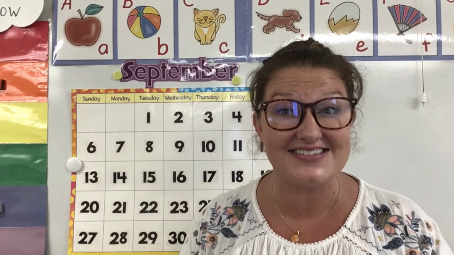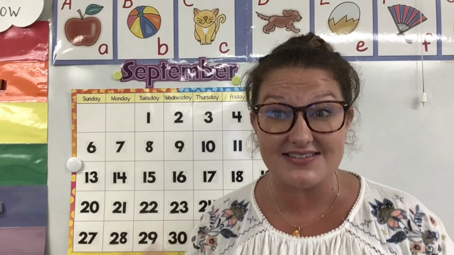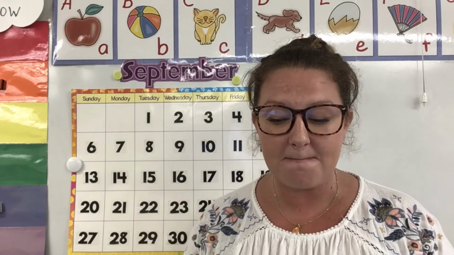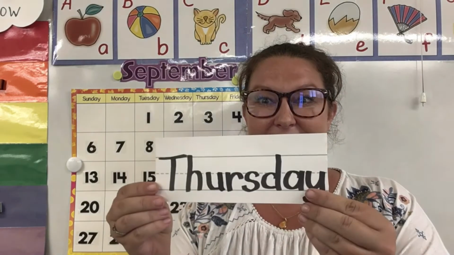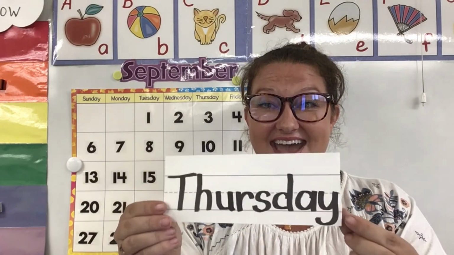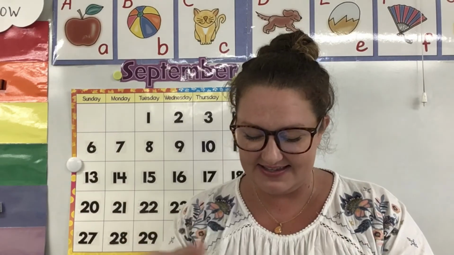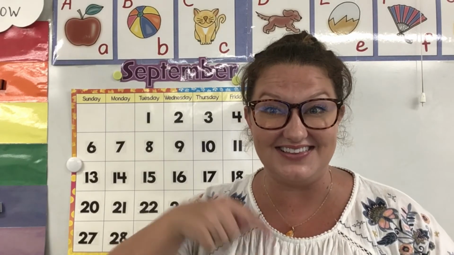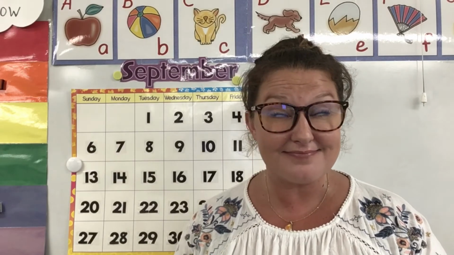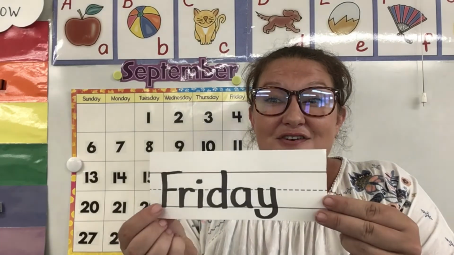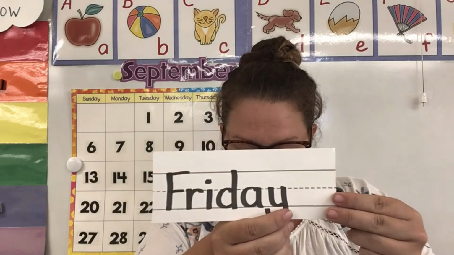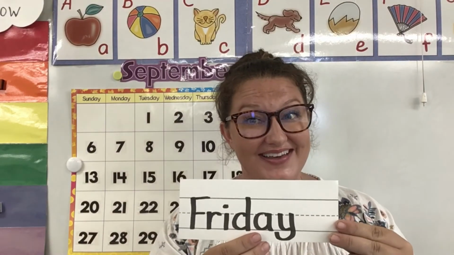After that, we're almost done. The next day of the week after Wednesday is Thursday. After Thursday comes the last day of our school week. The last day of our school week is Friday. Friday is the last day of our school week.